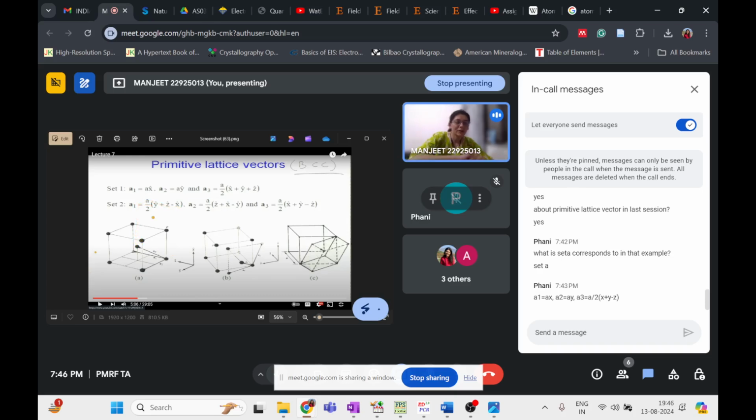This will not remain the same as the body center, because we have seen that for the FCC it will become a parallelepiped. Similarly, it will not be the FCC, but it will have one primitive lattice. If you draw this plane, since this is also the body center, take this plane and now join them. So this will become the primitive one.